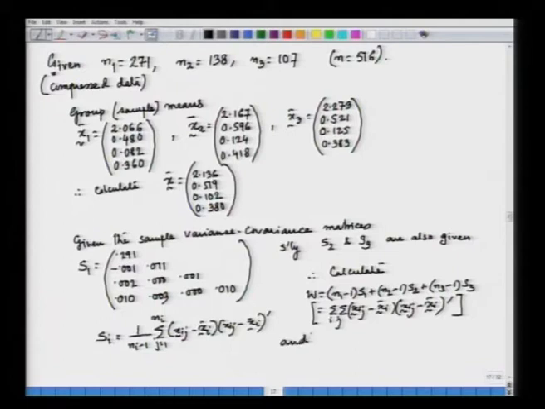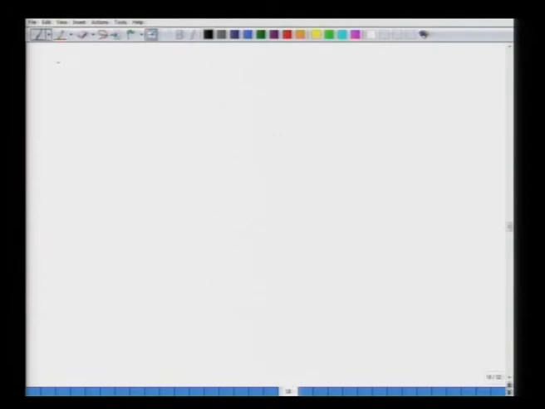And what about B? Well, B can also be calculated with whatever information I have in the compressed data. This is nothing but the sum of ni times Xi bar minus X bar, Xi bar minus X bar transpose, where i goes from 1 to k, in this case 3. Okay. So, now we test the hypothesis.